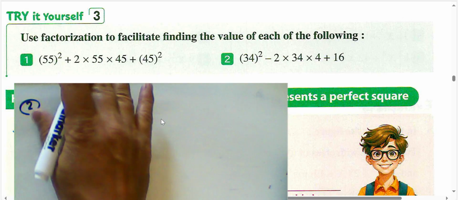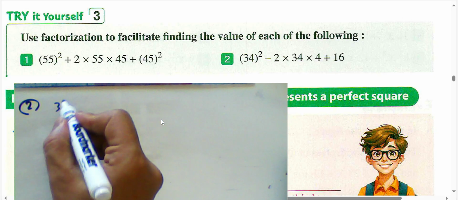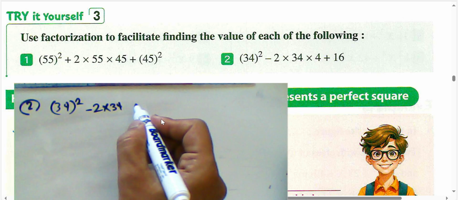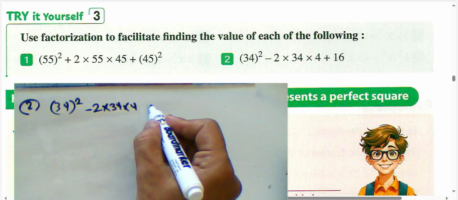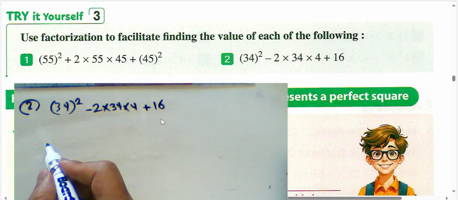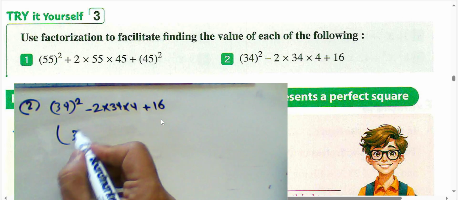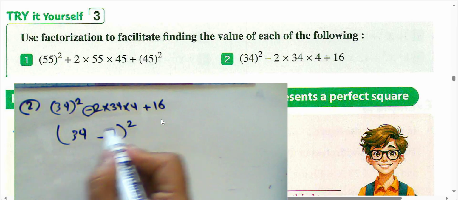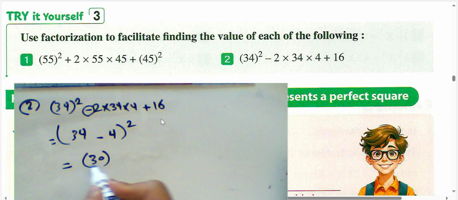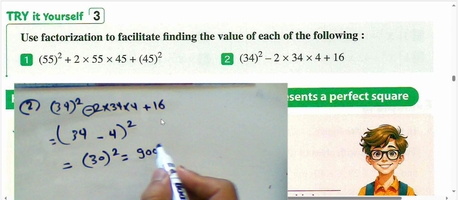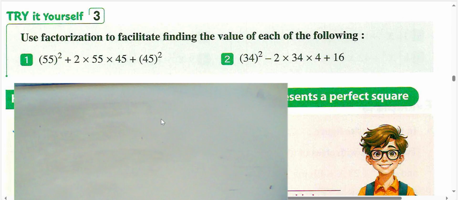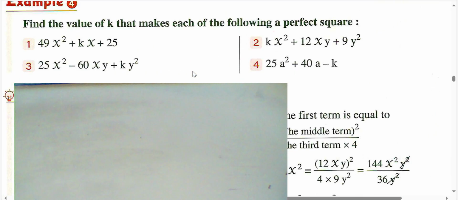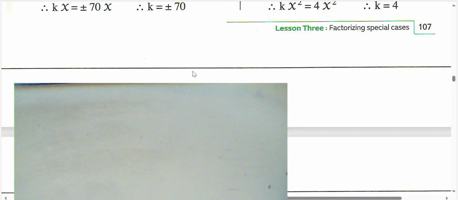Question number 2. 34 power 2 minus 2 times 34 times 4 plus 16. We can write the square root of the first, it will be 34, and the square root of the third, it will be 4, and raise the sign of the middle and then power 2. And the result will be 30 power 2, it will be 900. Okay, now we can find the value.